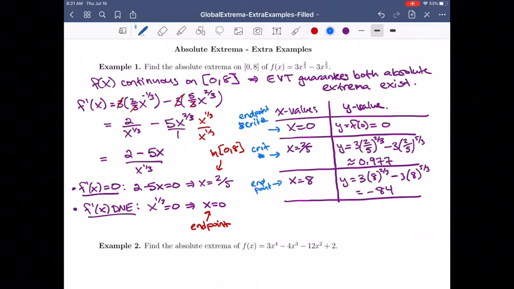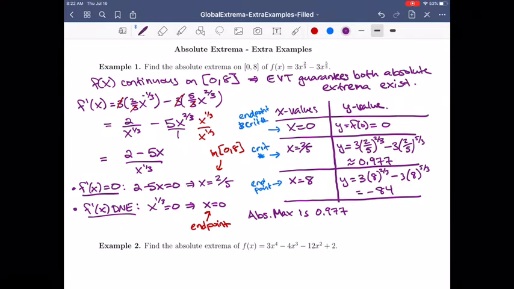So those are the only places where our absolute maxes and mins can occur. We see the highest value, so the absolute max, is our 0.977. Maybe I should compute that again just to check, 2/5 to the power 2 divided by 3. Yeah, okay, so the maximum is 0.977. That's bigger than 0 and bigger than negative 84. This occurs at our critical number, x equals 2/5. And our absolute min is negative 84, which happens at x equals 8.